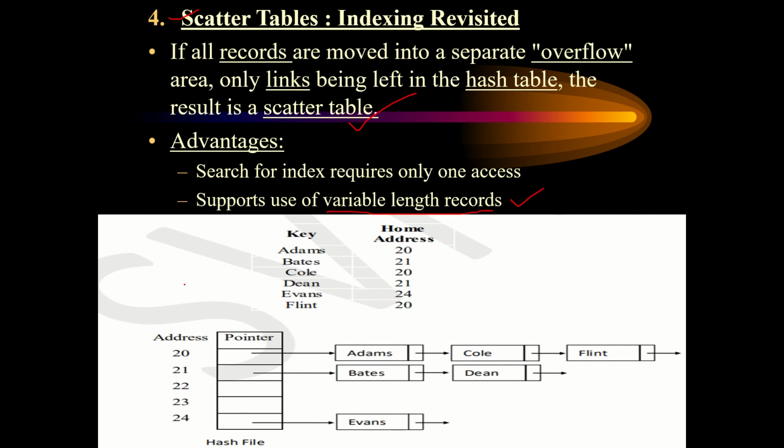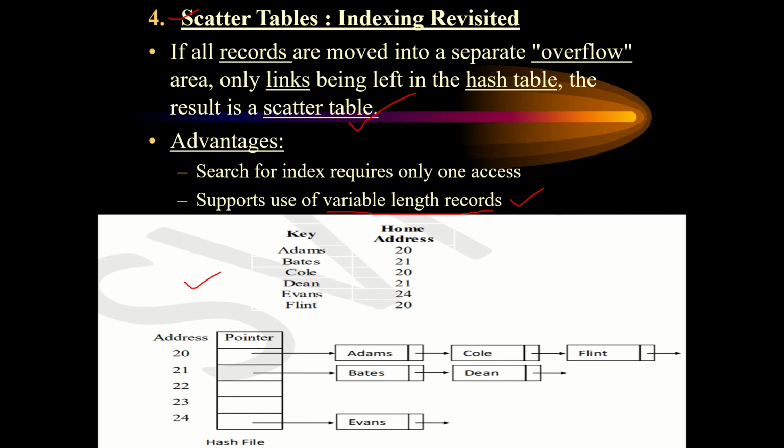Okay, we'll see the example. Here we are considering the same example. Adams has home address 20. We come to address 20. Now see, in the hash table we do not have any records, but a pointer. Where does the pointer point to? It points to a linked list where Adams is held, and the next pointer points to the next synonym, and thereby to the next synonym. So this is how my scatter table works.